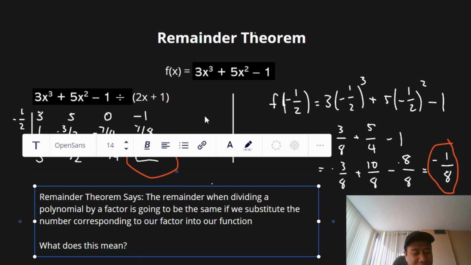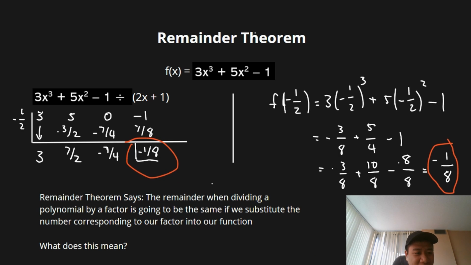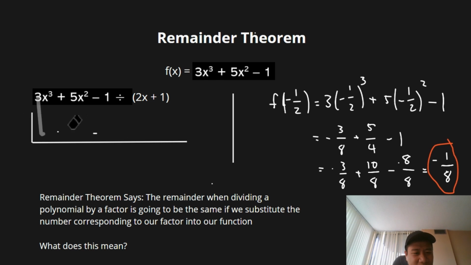So let's say, for example, let's ignore all of this stuff. Let's say we didn't do this. Let's say you want to find out the remainder of 3x cubed plus 5x squared minus 1 divided by this. We just want to know what the remainder is. Instead of doing synthetic division, we can just do this. The corresponding number for 2x plus 1 is negative 1/2. So all we have to do is substitute negative 1/2 into our function, and we can find the remainder. And that's all we have to do.